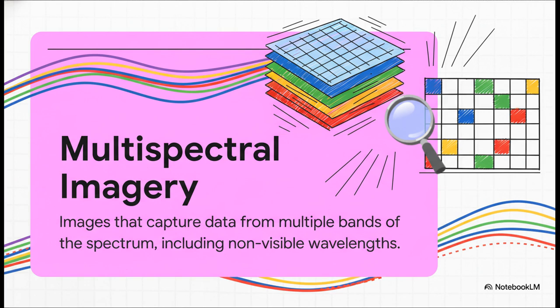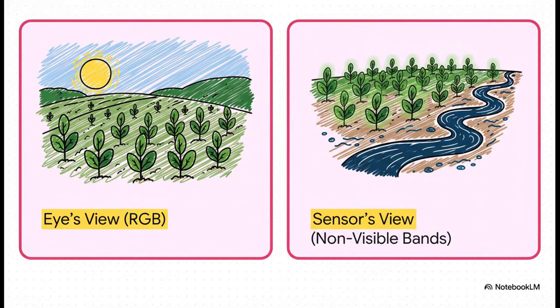So instead of just one layer of RGB pixels, a multispectral image is like a stack of layers. Each layer, or band, is a grid of pixels that's recorded a very specific slice of the electromagnetic spectrum. Some of those are visible, sure, but others aren't, like near-infrared. So why even bother capturing light we can't see?